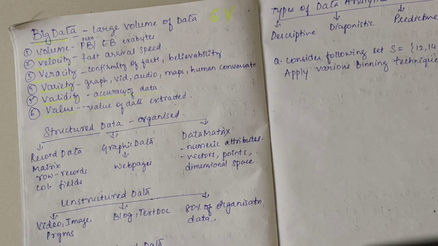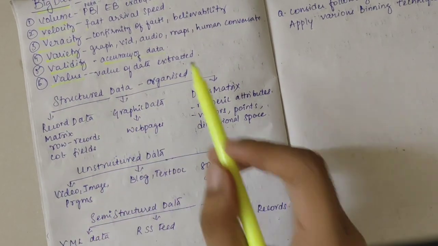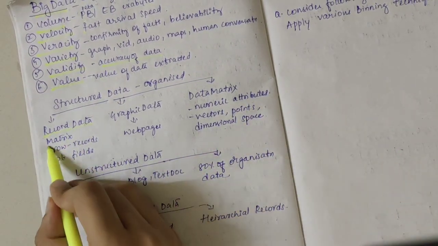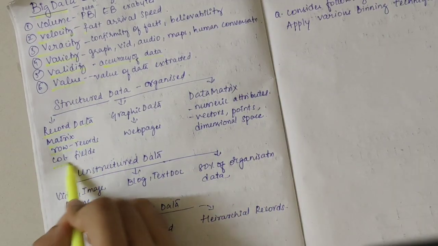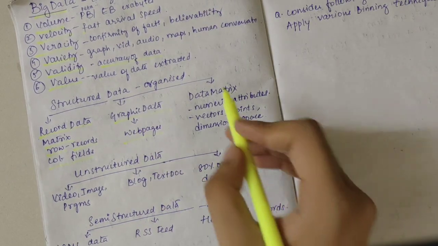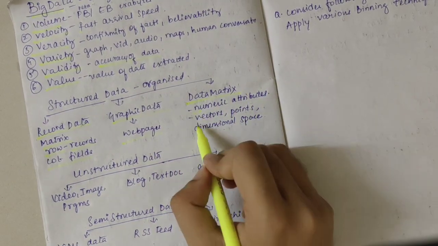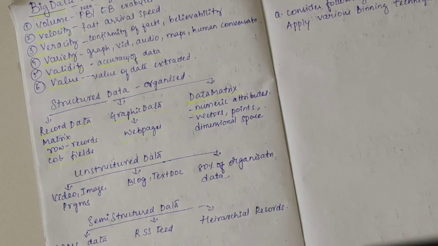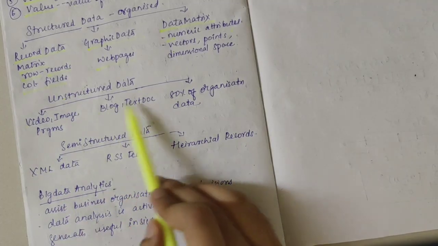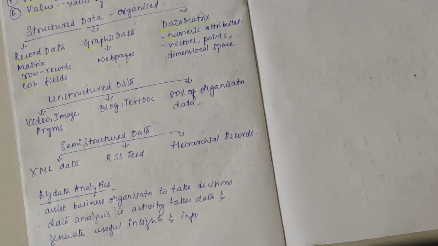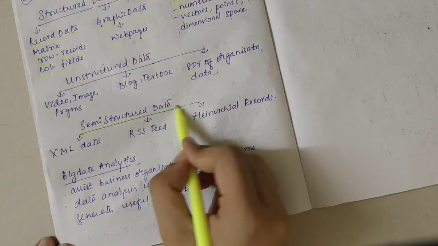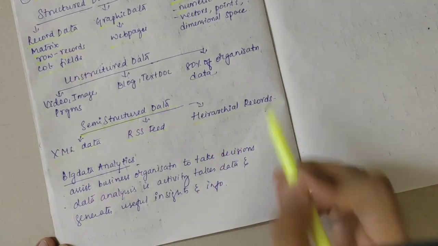Further, the types of data: we have structured data, that is, when the data is organized properly, it falls under structured data. Here we have record data which is stored in a matrix. The rows are called records and the columns are called fields. Then we have graphical data, an example being web pages. Then we have the data matrix, in which numeric attributes, vectors, or points in dimensional space could be stored. Then we have unstructured data. In unstructured data, we have video games, images, programs, blogs, text, and documents, and 80% of organizational data falls under unstructured data. Then moving on, we have semi-structured data. Here we have XML data, RSS feeds, and hierarchical records.